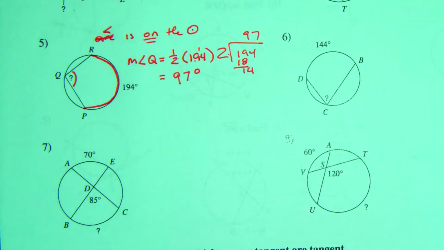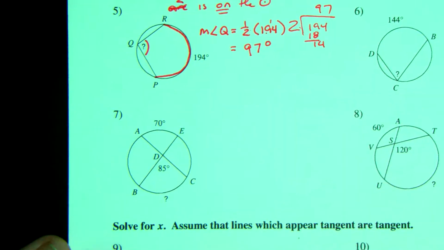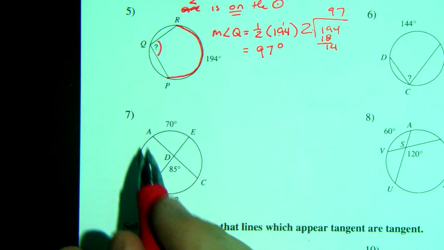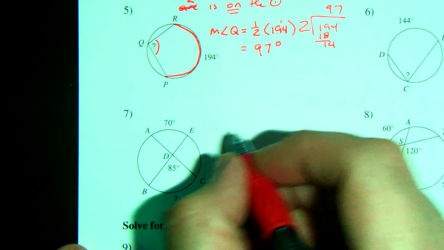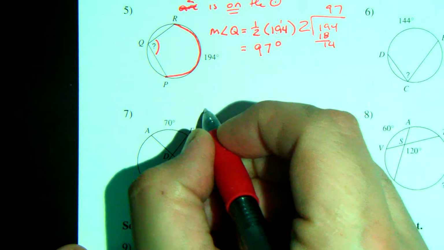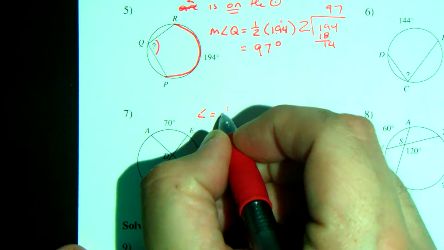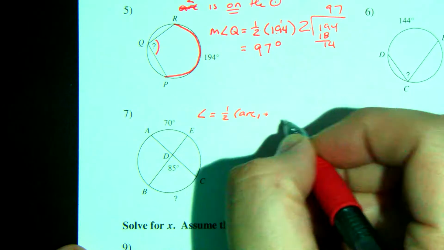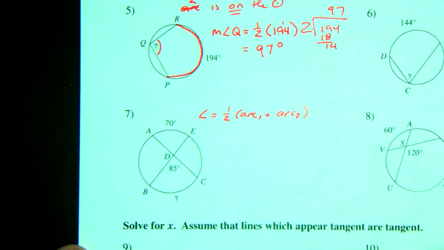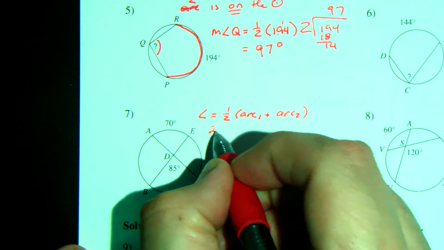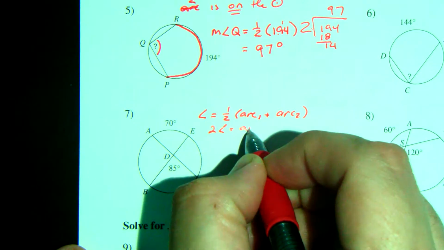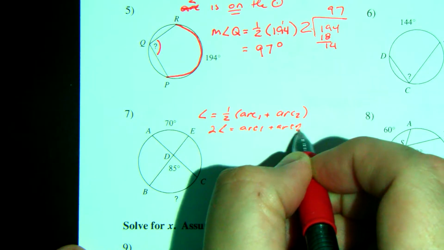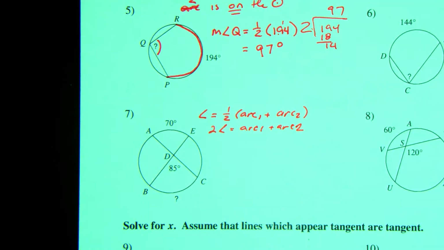Ooh, number 7. This is a good one. Now, we're still looking for the arc. So I know that the angle is equal to 1/2 arc 1 plus arc 2. Or you could say 2 times the angle is equal to arc 1 plus arc 2. Does that make sense? I took the 1/2 and I multiplied both sides by 2 and I put the 2 on the other side.